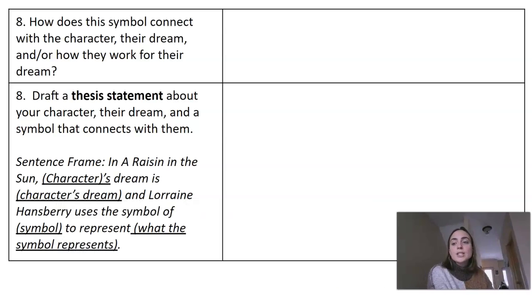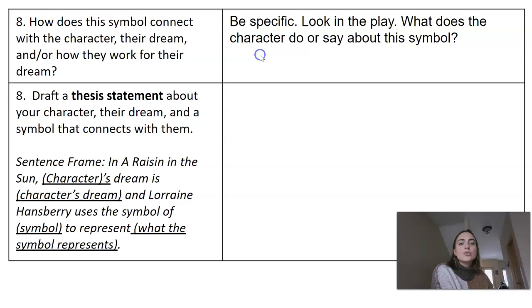All right, and then questions 8 and 9, I don't know why it says 8 and 8, that should be 8 and 9, are going to ask you for your argument. So now that you've chosen your character, their dream, and a symbol, you are going to write, how does this symbol connect with the character, their dream, and or how they work for their dream? So we want you to be specific. Look back at the play. What does the character do or say about this symbol?